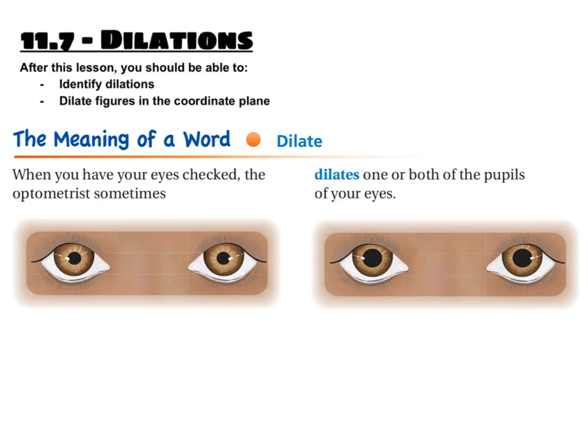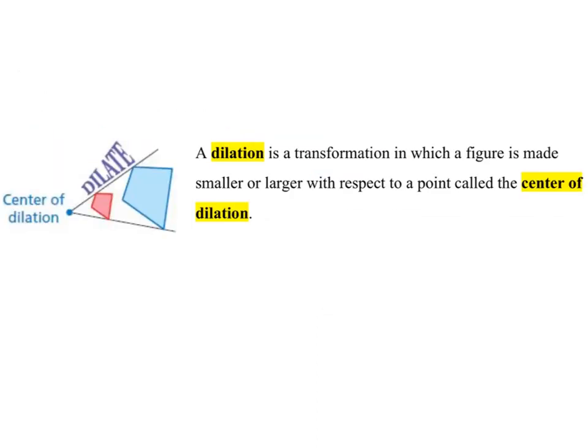In math, a dilation is a transformation in which a figure is made smaller or larger with respect to a point called the center of dilation over here. So notice that from the center of dilation, there are these straight lines stretching out, and that both our figure and image are touching those lines.